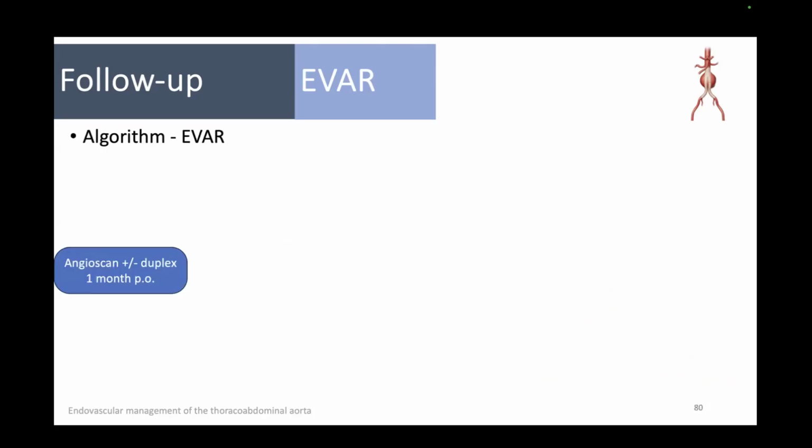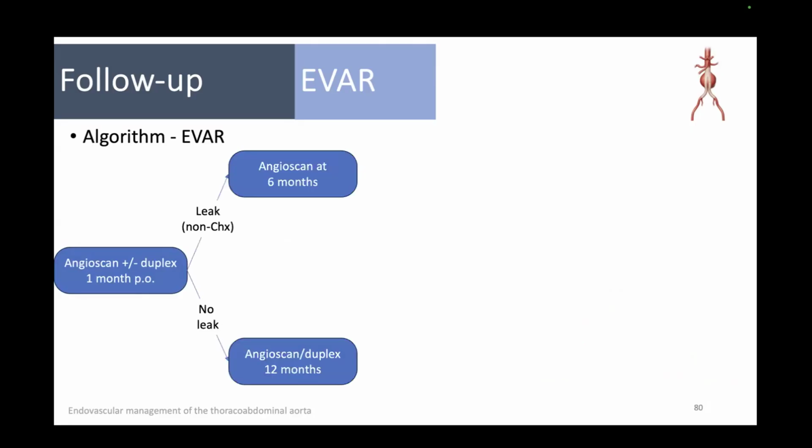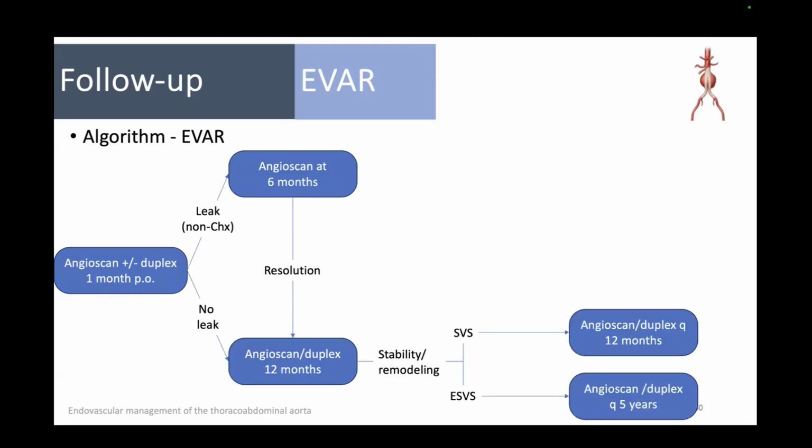So the algorithm for EVAR: you do a scan or a duplex at 1 month, and then you decide. If there's a leak and it's not surgical, you can do a scan at 6 months. If there's no leak, you can do a scan at 12 months. If the leak resolves, then you can do a scan at 12 months and then follow thereafter.